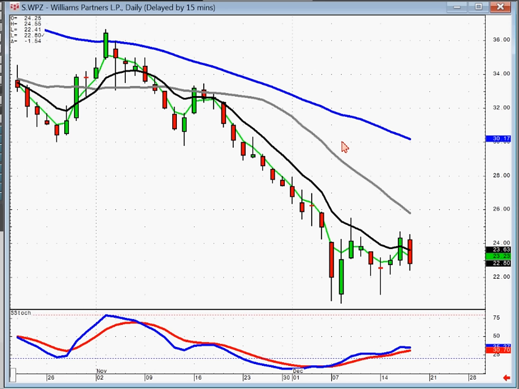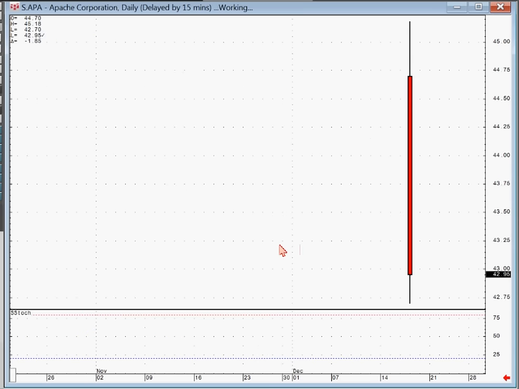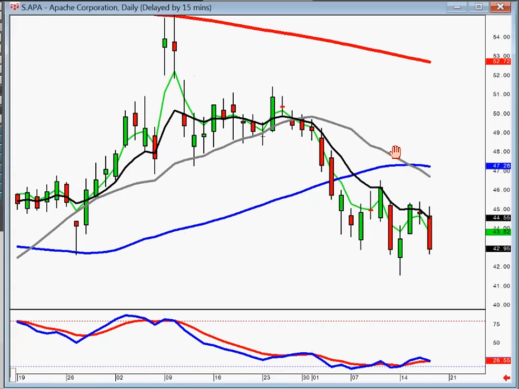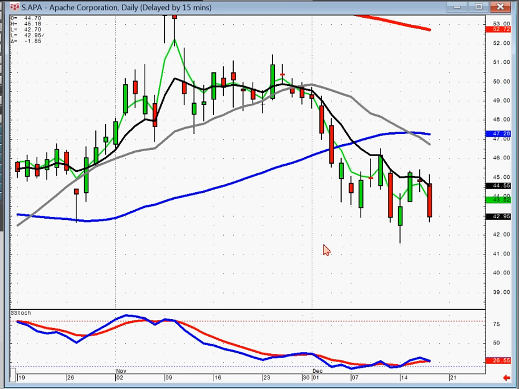WPZ, another one that never confirmed. You had your buy signal and a close above the T line, so it needed to open positive. It didn't. You shouldn't be in this one, and you could probably be ready to go short on this one if it opens lower. Apache, same scenario. Stay short on this one because they've never been able to close it back up above the T line.